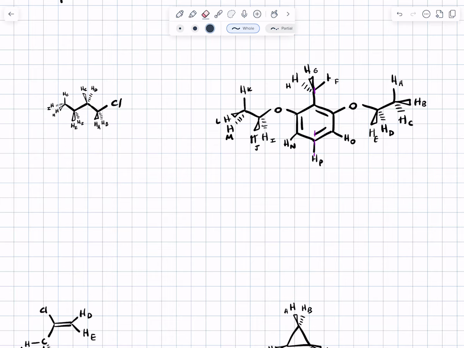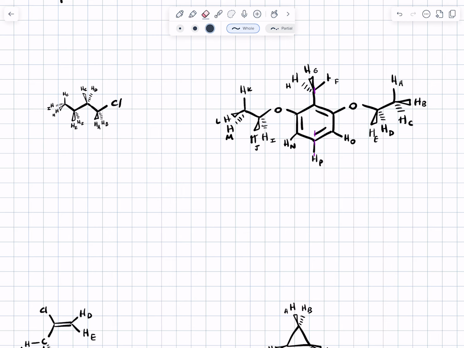Hope all's well. This is our penultimate class. We're working on NMR spectroscopy. We'll finish that next time. We'll do a lot of practice, and then you'll be all set for the final, which I have written.